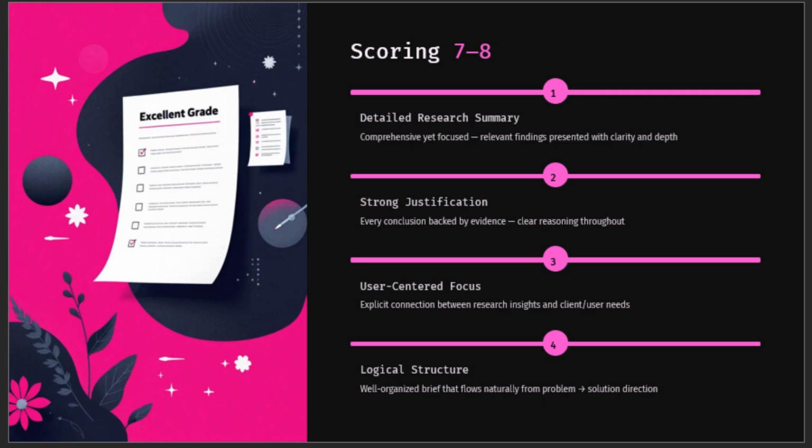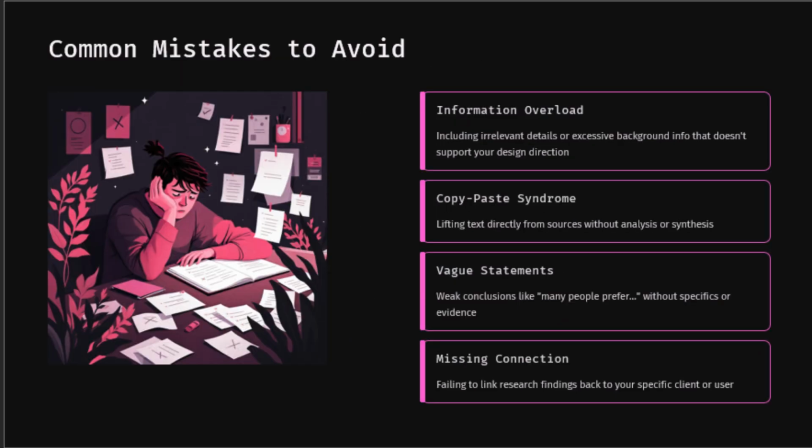Now, how can we score a 7 or an 8? It means we're going to have a detailed research summary, a strong justification where we have every conclusion backed by evidence. We have user-centered focus and then the logical structure. Those enable you to score in the 7 to 8 band. What are the common mistakes and how best can we avoid them? Most people have the content that is required, but what are some of those mistakes that some students make that often drop them from 7, 8 to 4, 5, 6?